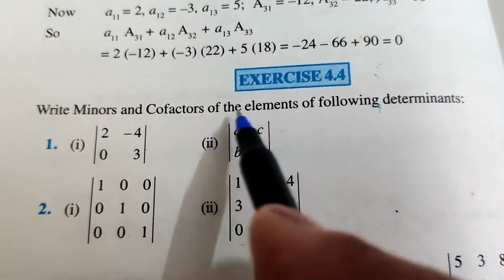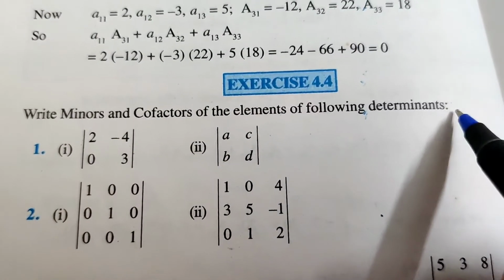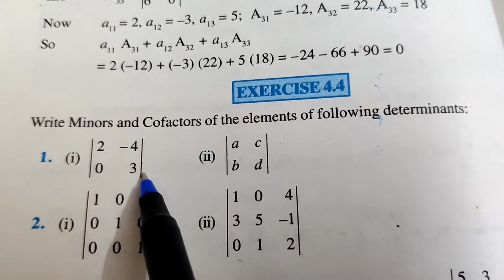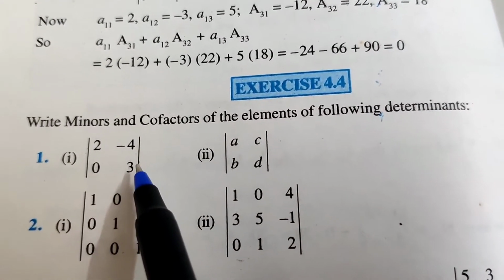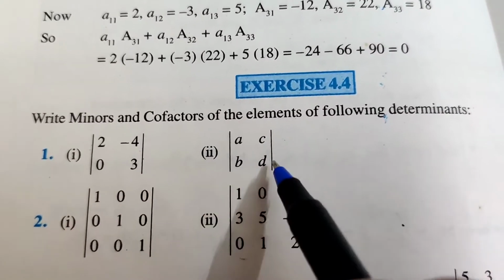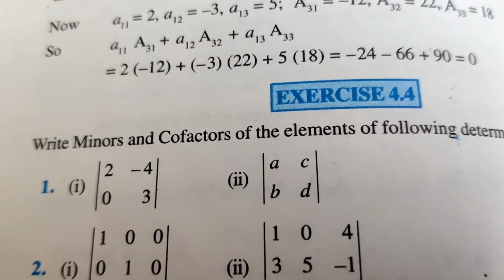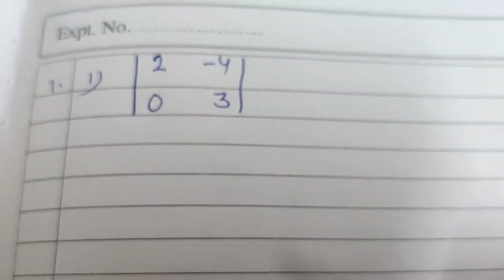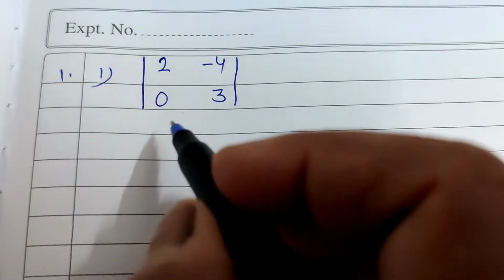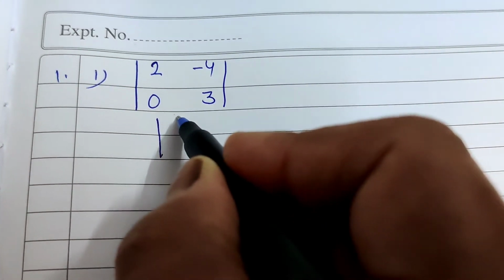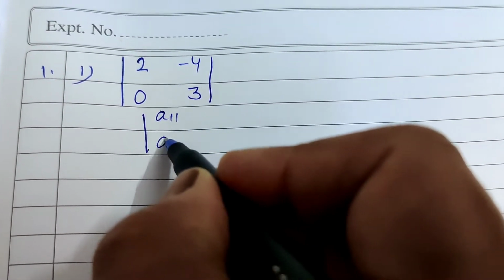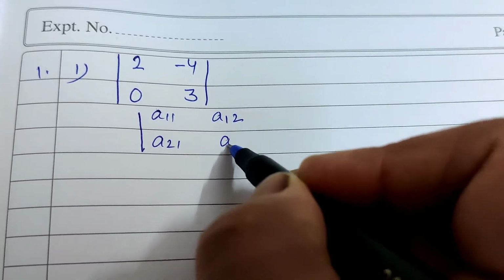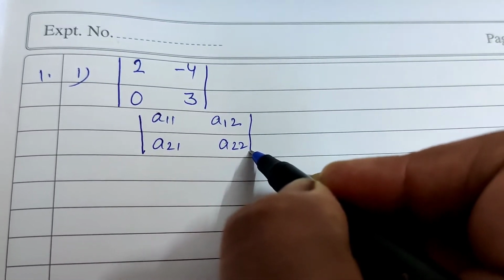Write minors and cofactors of the elements of the following determinants. In question number 1, the determinant 2, 0, minus 4, 3 is of order 2 by 2, and the second is A, C, B, D. Okay, now find minors and cofactors. This is a determinant of second order. Take an example: a11, a12, a21 and a22. These are the elements of a determinant.